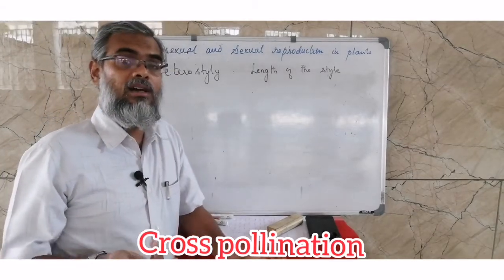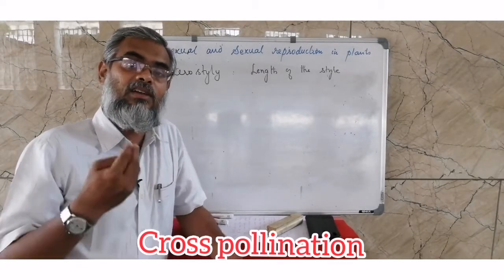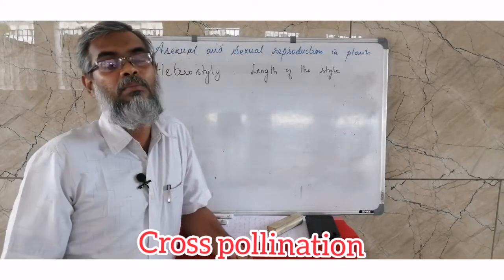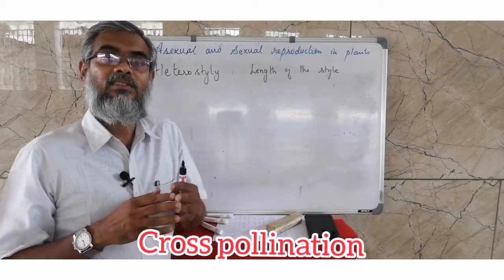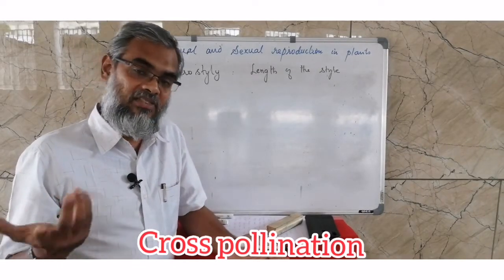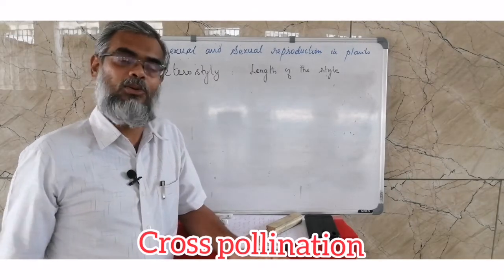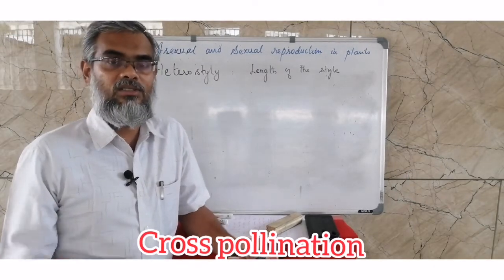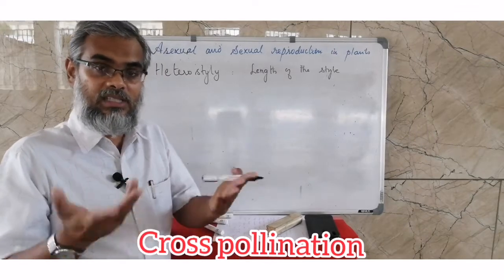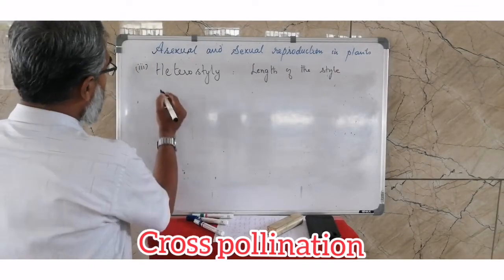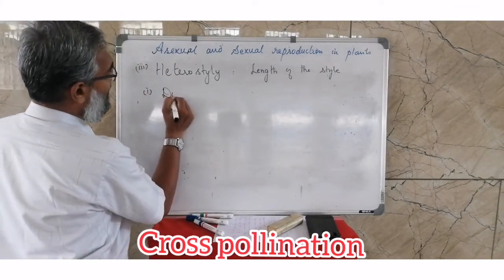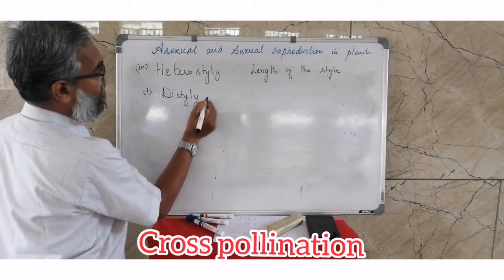To our surprise, even the flowers produced in the same plant will have different lengths of style or stamen. That's very interesting to know. You can search in Google also. Some plants will produce different kinds of flowers. And in that, the first type is distyly.